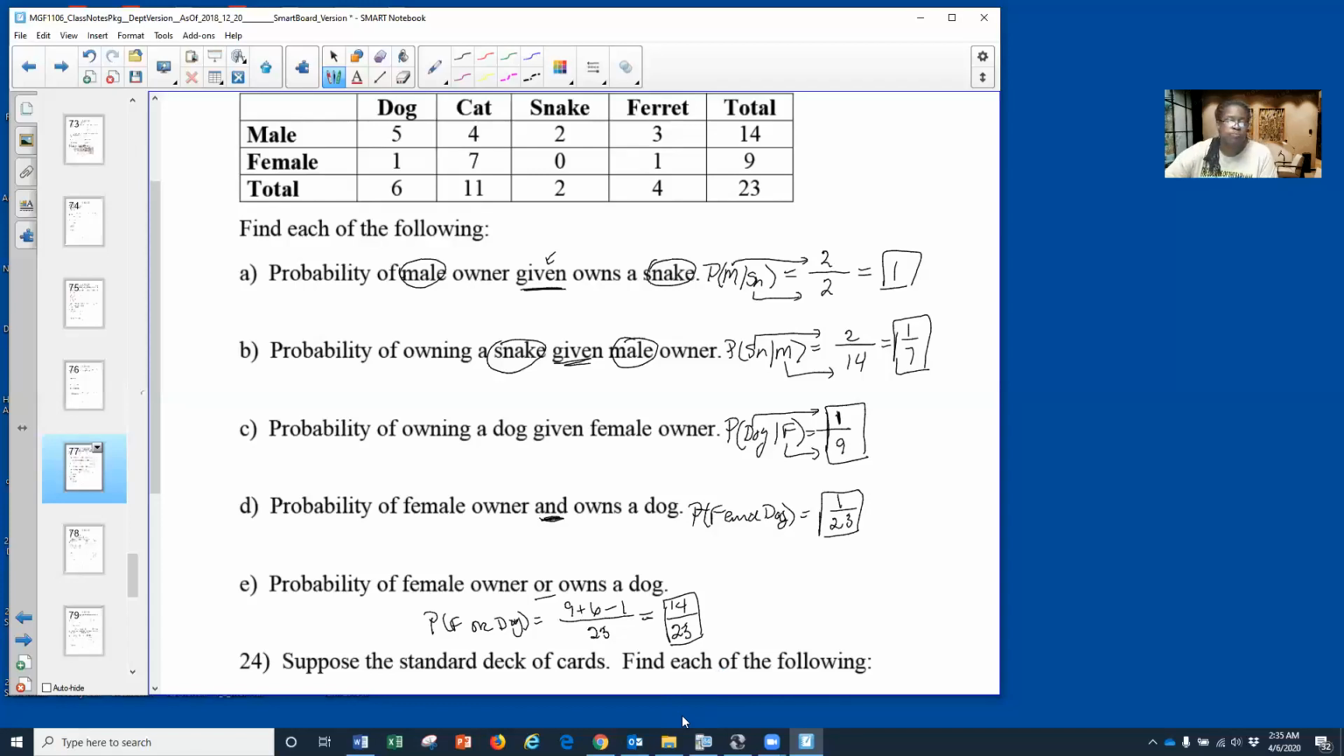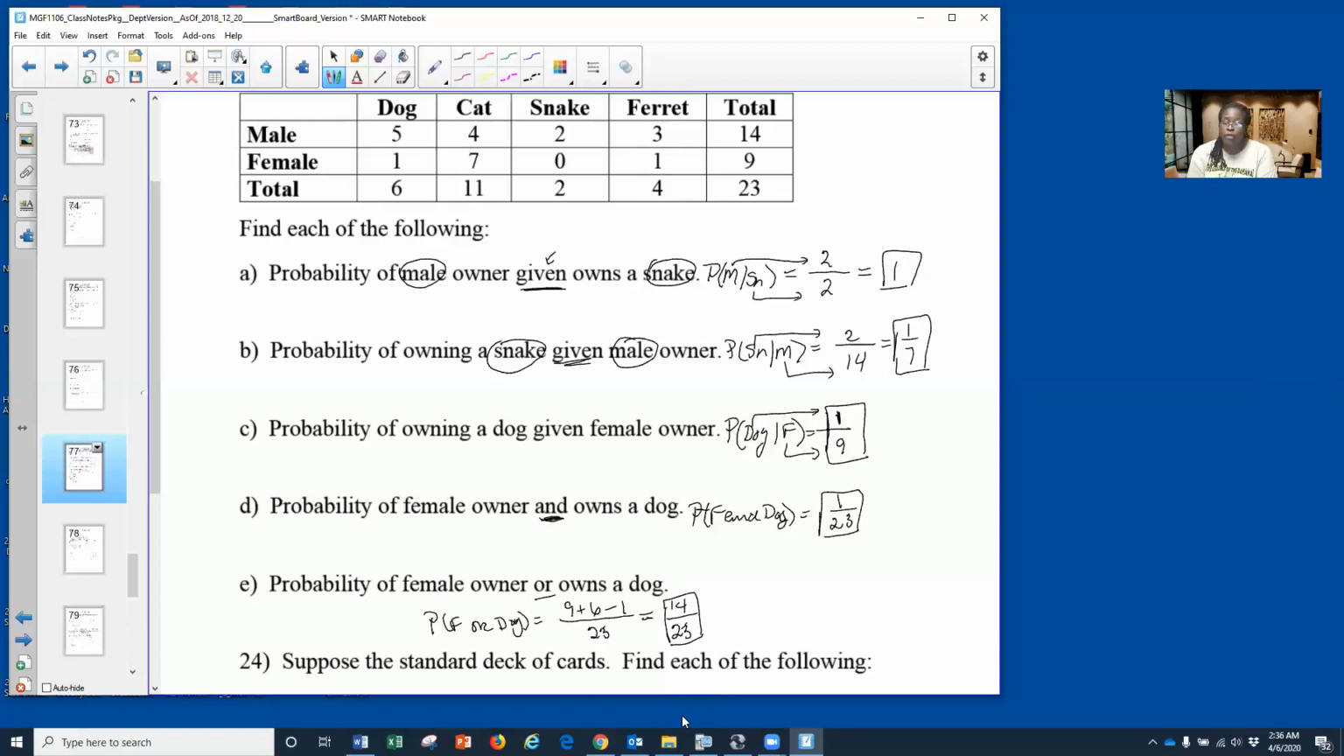So make sure you're paying attention to, again, the wording. If they're giving you "and," then you are simply looking at what they're asking you for. Here they're asking us for a female owner and owns a dog. So we're looking at where that is represented in our table. If we were doing 2 events, then that's different. Here we were just looking for the 1 event.